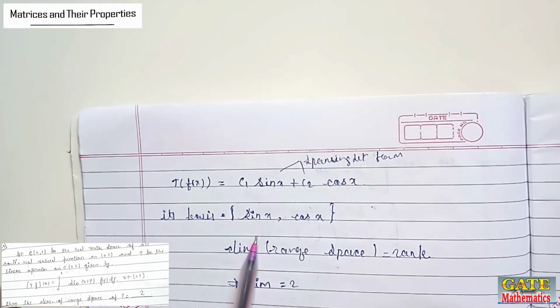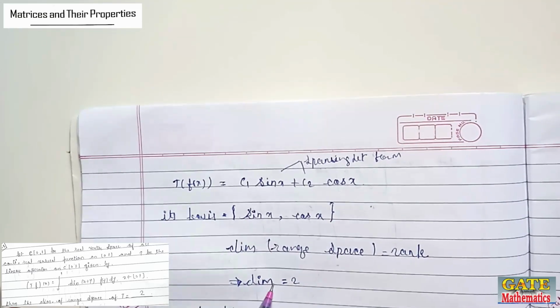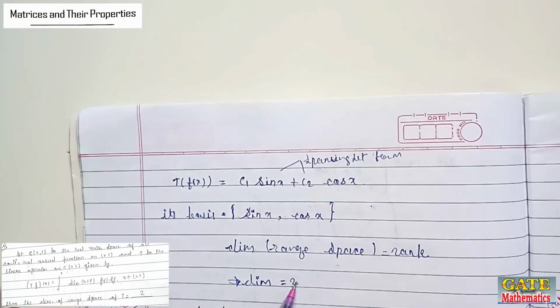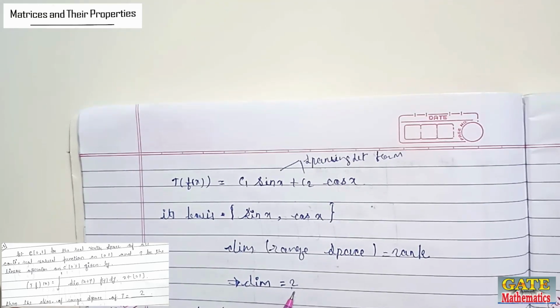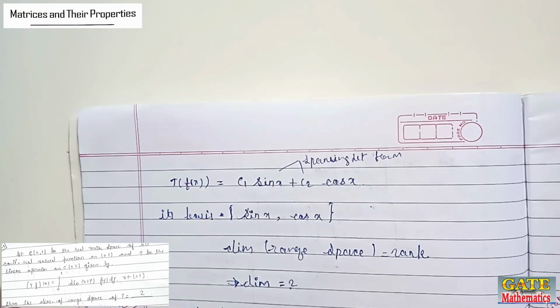So the number of bases is 2. That means the dimension of the range space, which is the rank, and the number of bases as the dimension, we say it is 2. So the answer to our numerical answer type question is 2. I hope you all have understood today's lecture completely, based on the basis, dimension of a range space and spanning set.